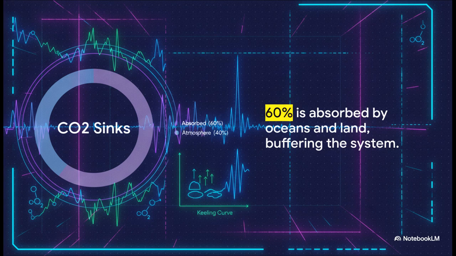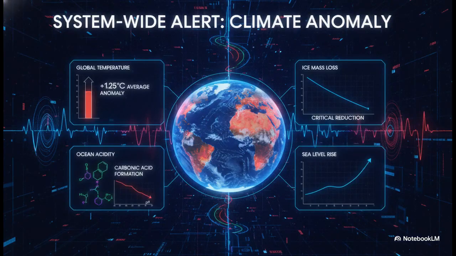Since 1750, humans have added over 2,000 gigatons of CO2 into the system, but only about 40% of our emissions are actually staying in the air to drive up the famous Keeling curve. A massive 60% is being absorbed by the land's vegetation and the oceans. Our planet is essentially working overtime to buffer the system. But that buffering comes at a really steep price, triggering a whole host of system-wide symptoms.